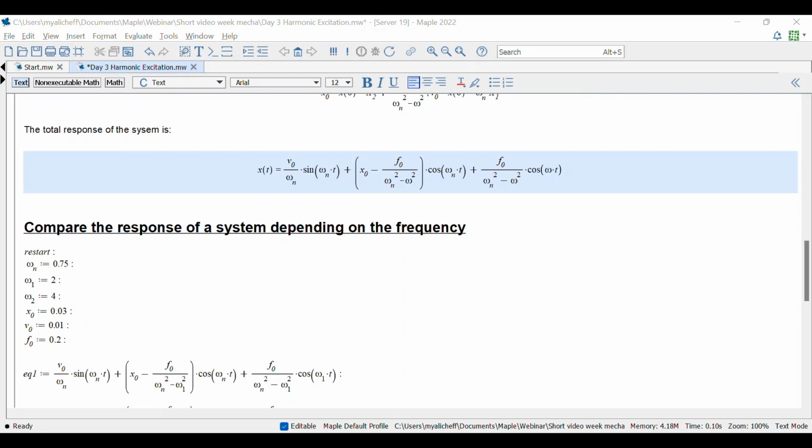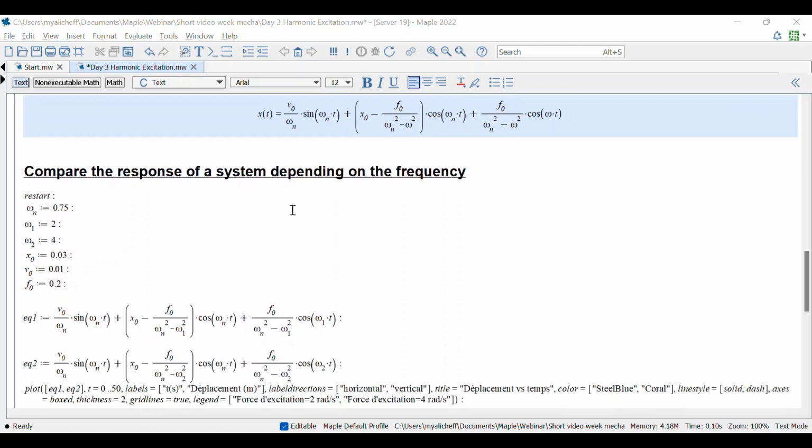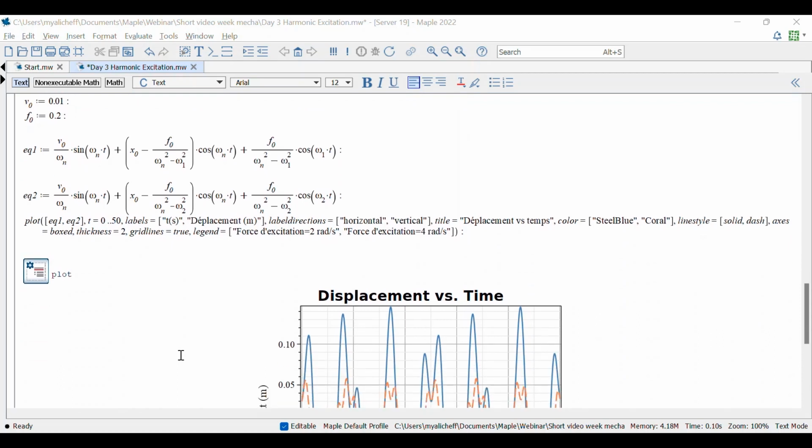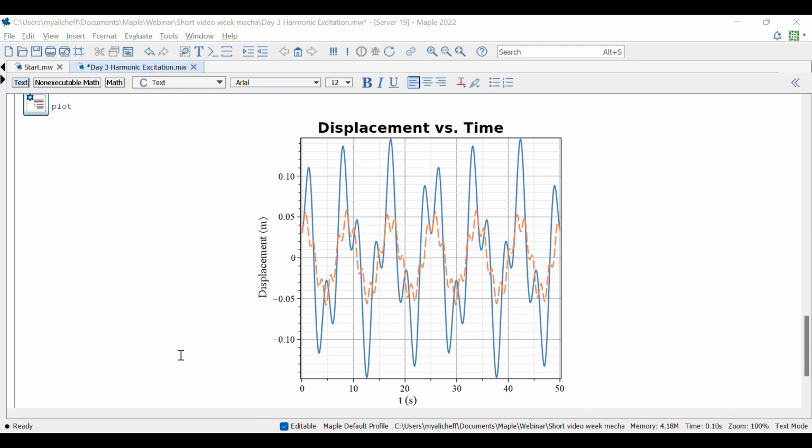In this first example, we have the known parameters, which are the natural frequency of the system and two driving frequencies. These are the ones we're going to compare. We also have the initial conditions, displacement and velocity, as well as the magnitude of the force. We use the equation we defined previously, x of t, with driving frequencies 1 and 2. To compare, we plot the results and overlay the two plots, as we can see in this graph.